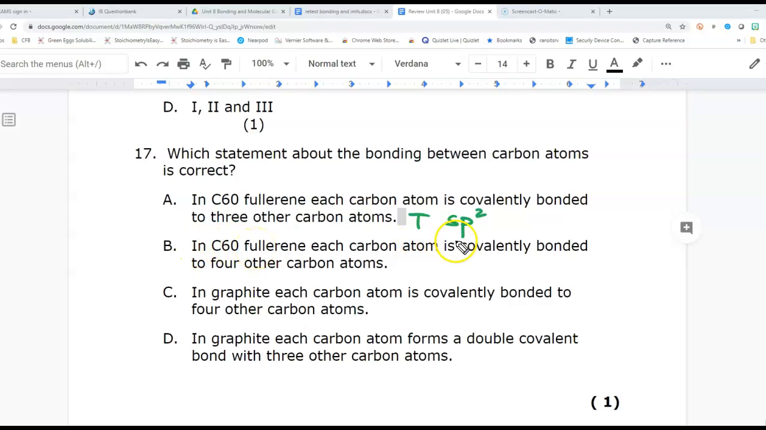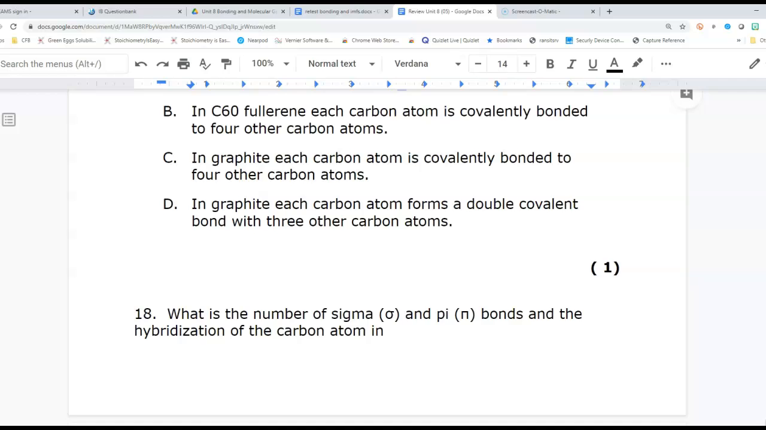Then we have the option: each atom of carbon is covalently bonded to 4 other carbon atoms. No, that's actually false. That would be diamond. And in graphite, each carbon atom is covalently bonded to 4 other carbon atoms. Again, that would be diamond. And in graphite, each carbon atom forms a double covalent bond with 3 other carbon atoms. No, it does not. It does form one double bond, but not with 3 other carbon atoms. So A was our correct answer here. Those are facts about C60 fullerene, graphite, and diamond, so you do need to make sure you know those things as well.